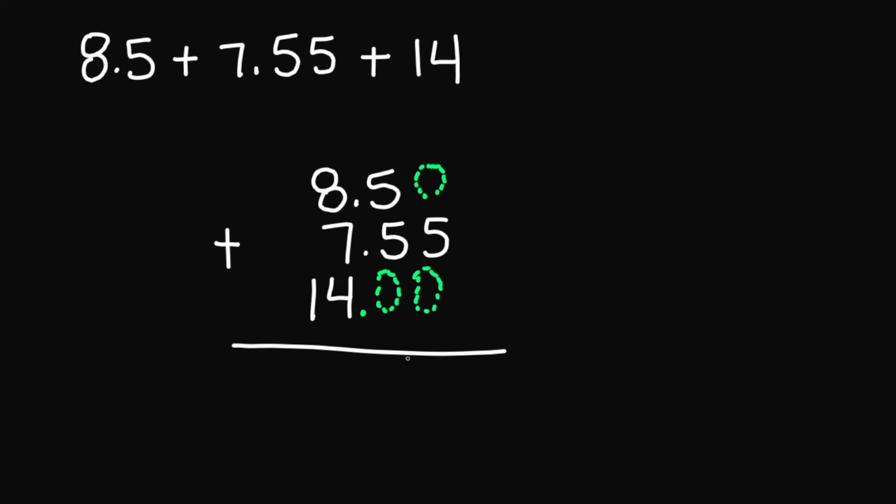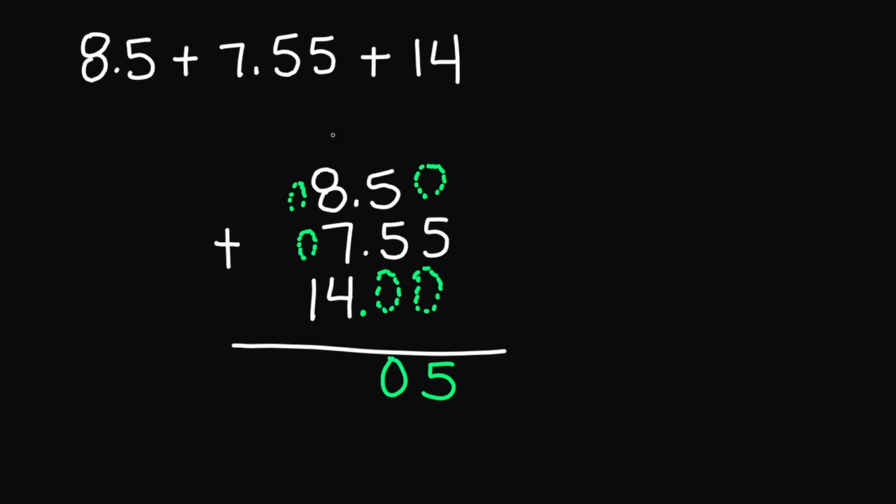It's almost saying like you have $14. And then if you want, you can add your imaginary zeros here as well. All right. So all of my numbers are lined up. My decimal points are lined up. So I can go ahead and add. So 0 plus 5 plus 0 is going to be 5. 5 plus 5 plus 0 is going to be 10.